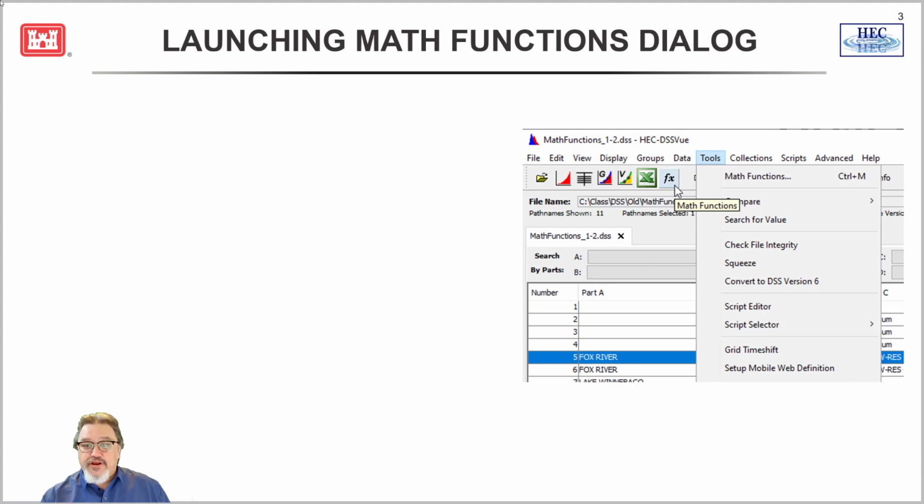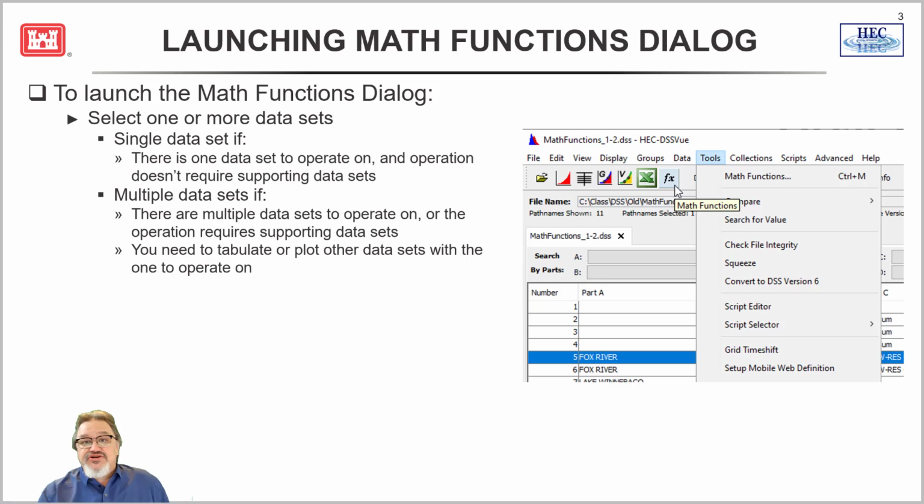You can do a couple of things. But first is you select one or more data sets. And if you're going to operate on a single data set and you don't need any supporting data sets, or you don't need any other data sets to tabulate or plot alongside the computed data set, then you can select just a single data set.